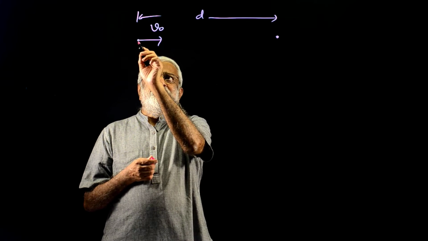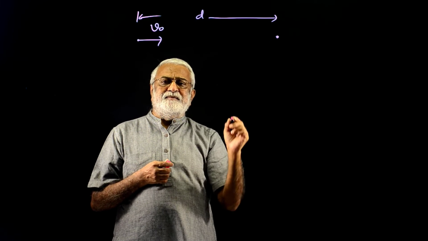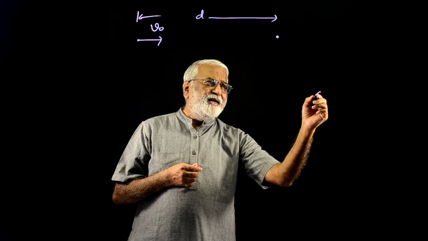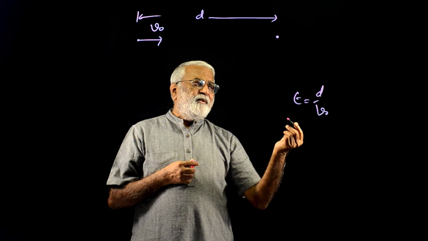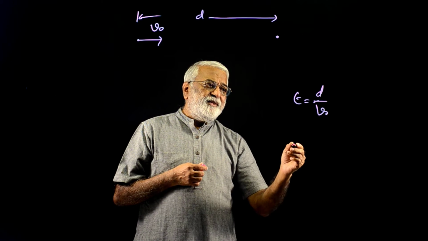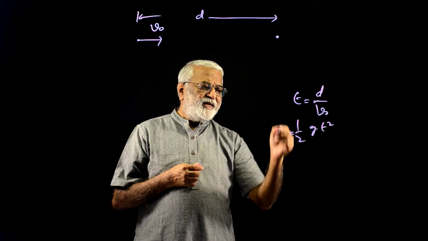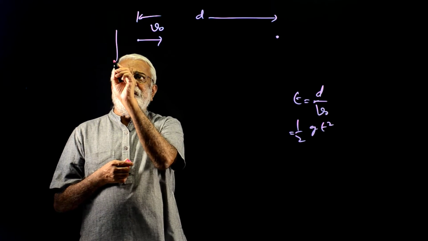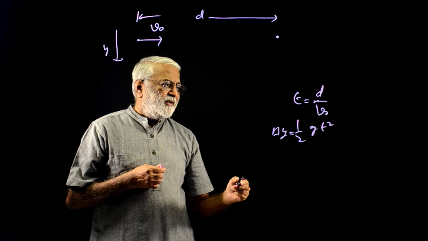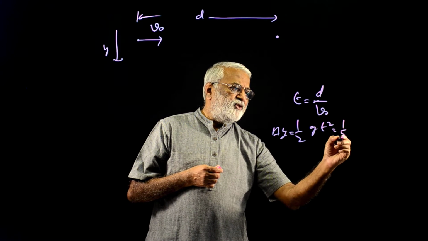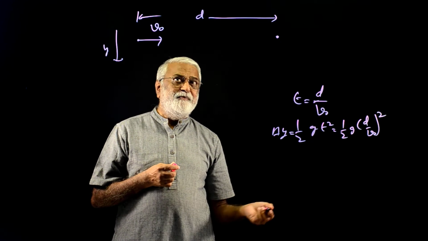So when would this projected body reach a position which is d away horizontally? That will be d by v0 later, right? And where would that be at that time? It will be half gt squared away. This is the vertical distance, the y displacement. Let's call this the y-axis, and this is the y displacement, delta y, say. Half gt squared, and that is half g into d by v0 whole squared. That's where it would be.